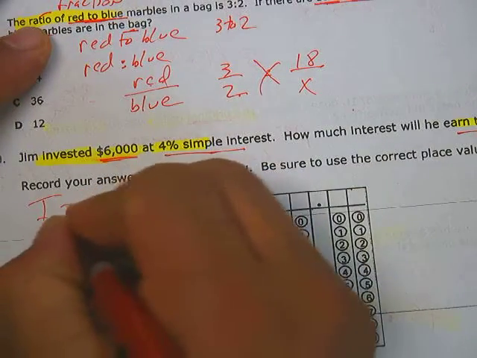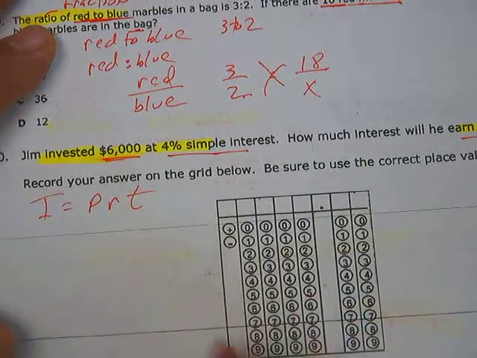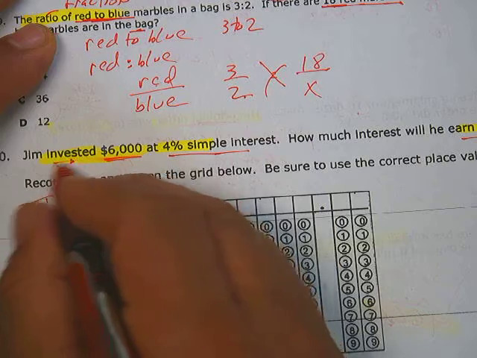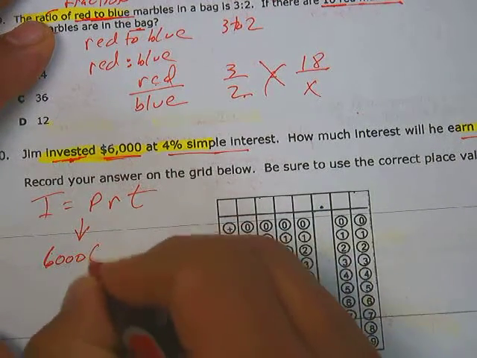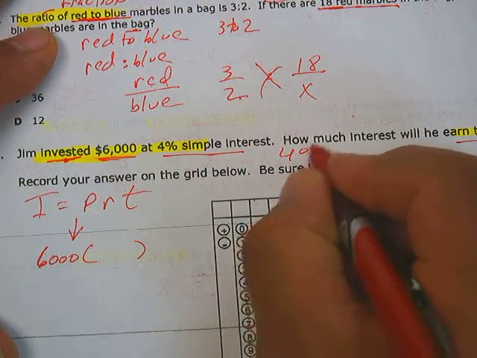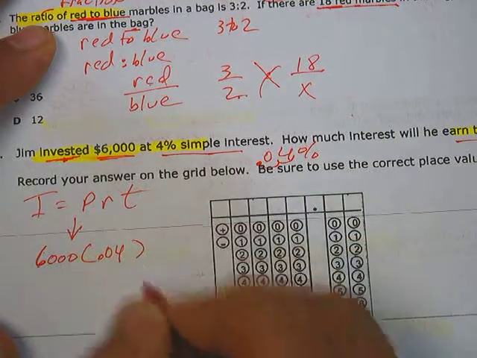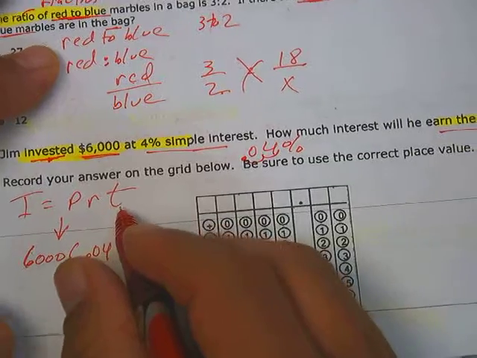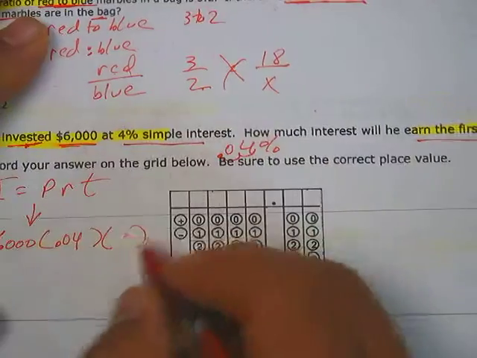Number 10. Jim invested $6,000 at 4% simple interest. How much interest will be earned the first year? Interest is a percent, and the word invested gives me the principal. You're going to use this equation: interest equals principal times rate times time. This is the principal because it says invested, charged, or deposited, so I'm going to put 6,000 here.